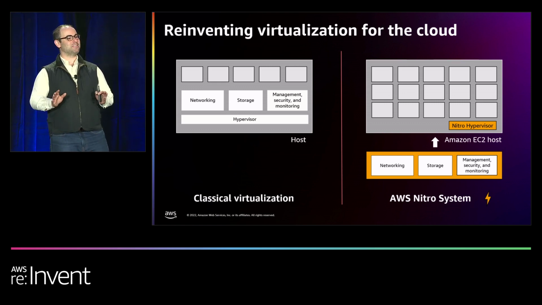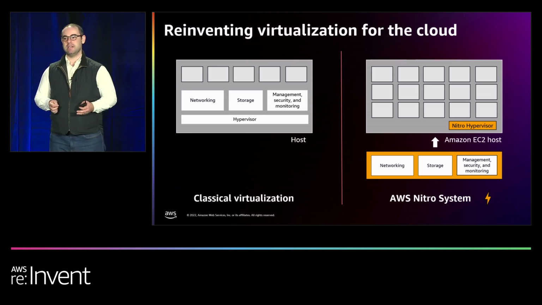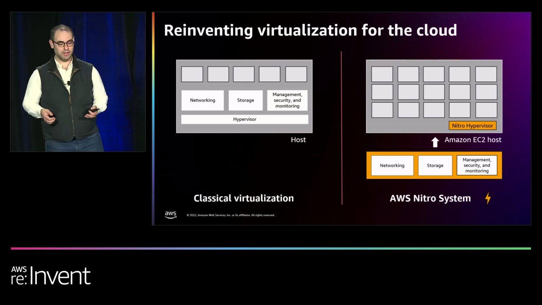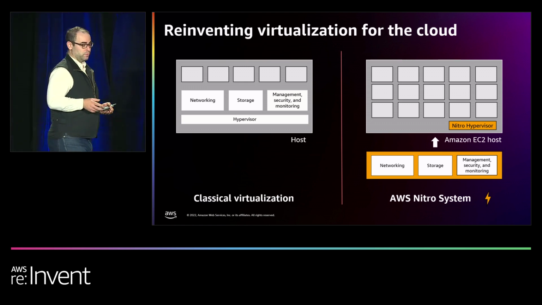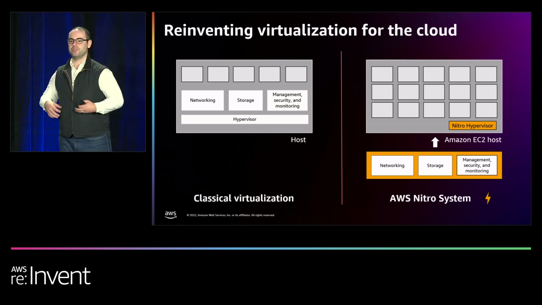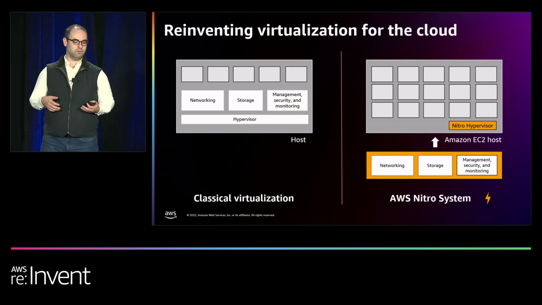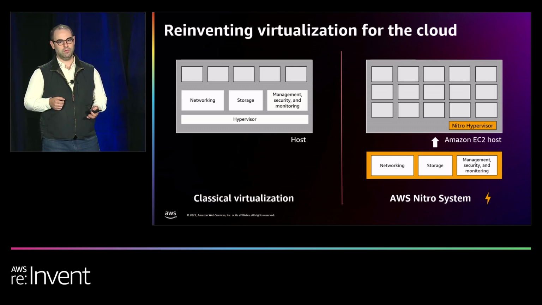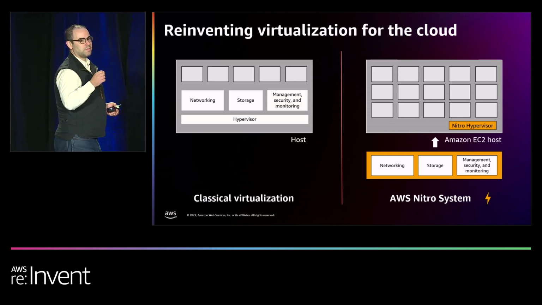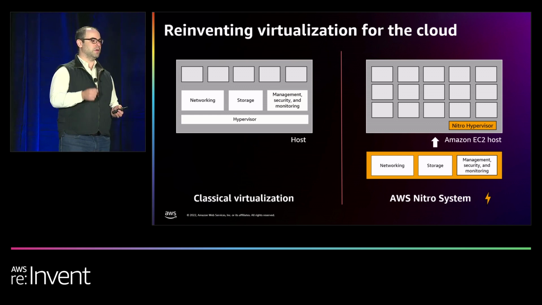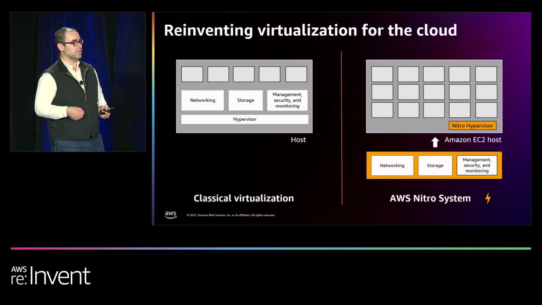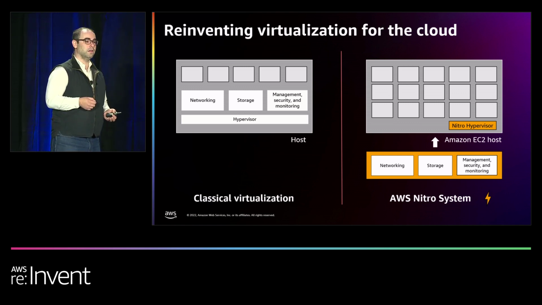Now, I understand it's a relatively simple drawing, but the system itself is, well, quite beautiful. So what we've done is removed the networking, the storage, the management, the security, and monitoring from the general purpose operating system, from the DOM0 that ran on the main system board of the host. We've removed DOM0 entirely, and we've moved those functions into special purpose, dedicated, custom-built pieces of hardware. Hardware accelerators that are built by Annapurna Labs, our internal silicon development wing.